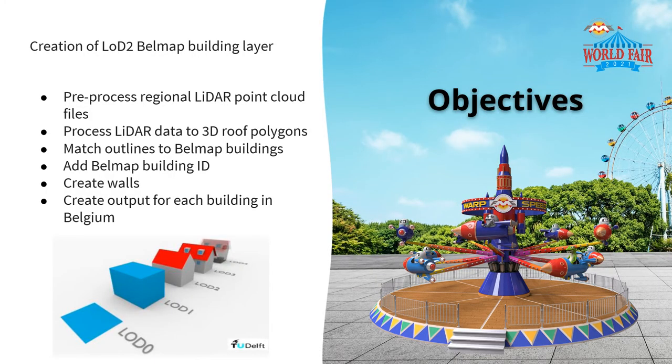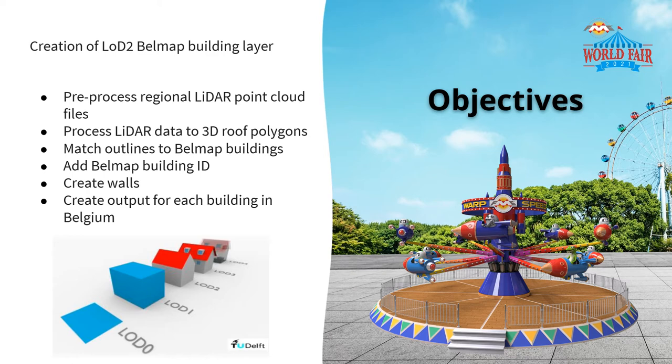Up to now, the Belmap buildings were present as 2D footprint polygons. In the figure on the left, which shows the definition of the different LOD standards, this is a level of detail 0 or LOD 0. So the buildings are present as simple flat 2D polygons. Within Belmap, we have the building height as an attribute in our 3D component, so we could go to LOD 1 if needed. LOD 1 is a box representation of the building with a flat roof.